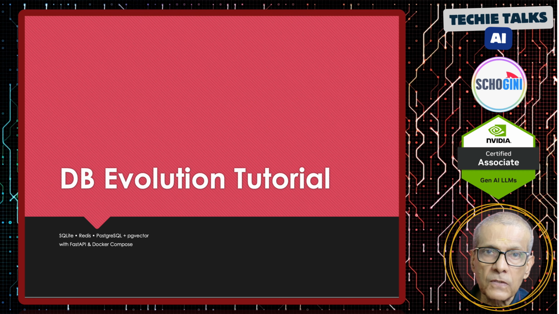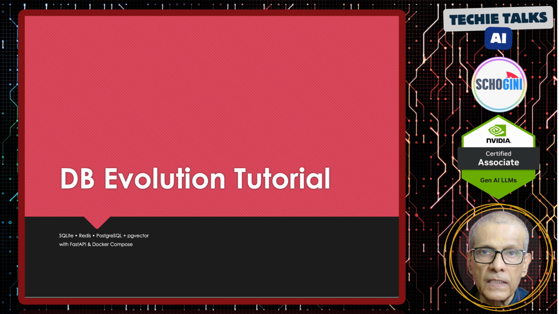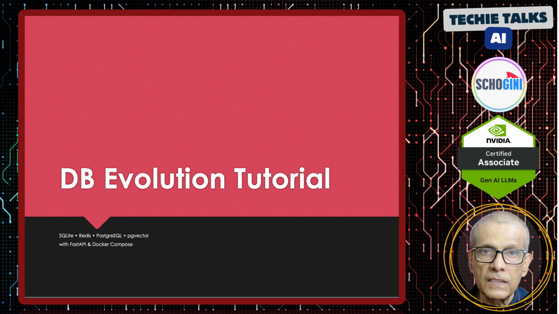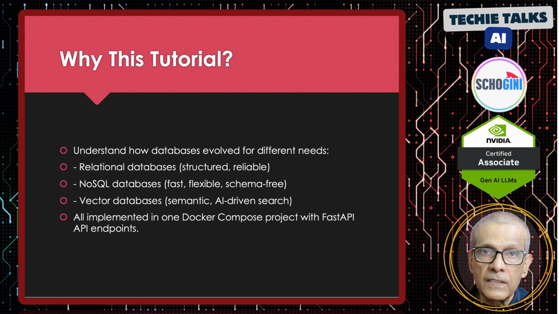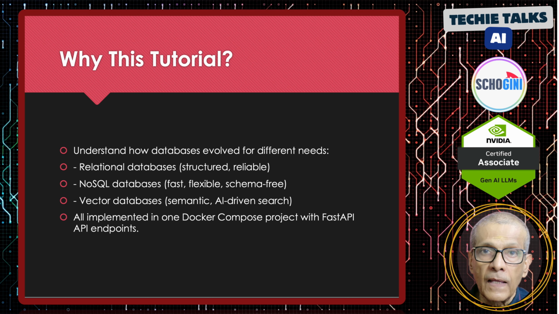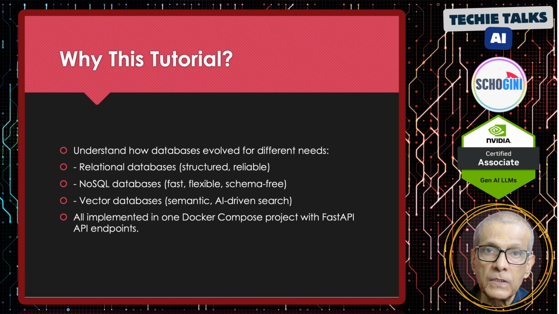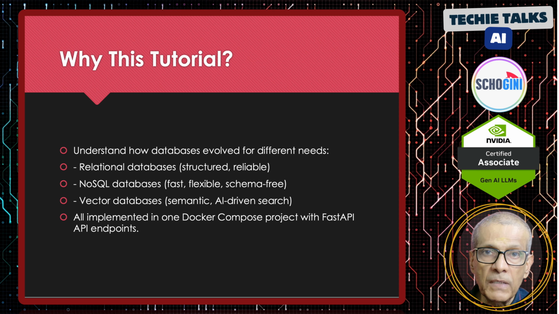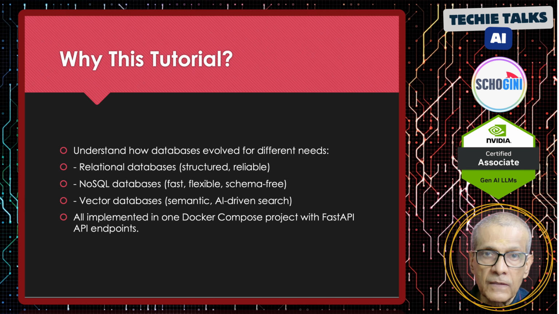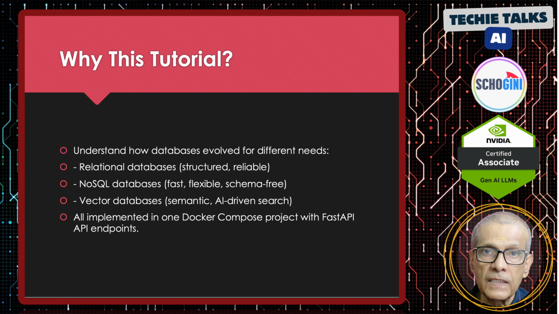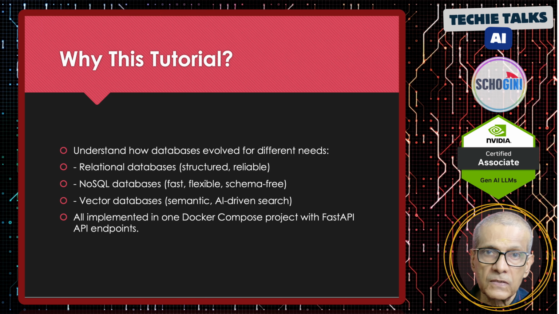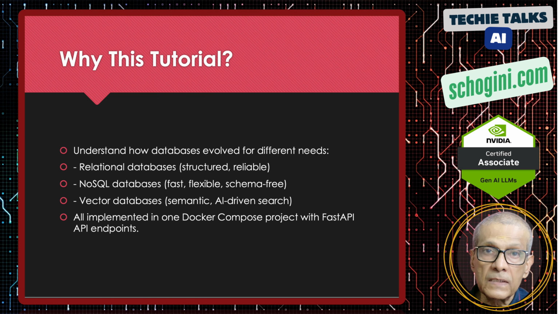Every type of database solves a different kind of problem. Relational databases like SQLite give us structured, reliable, and strongly consistent data. NoSQL databases like Redis provide incredible speed and flexibility when structure is not fixed. And vector databases such as PostgreSQL with the pgvector extension enable semantic, AI-driven search that understands meaning, not just keywords. This tutorial helps you see all three running side by side, understand their use cases, and learn how modern systems use them together.